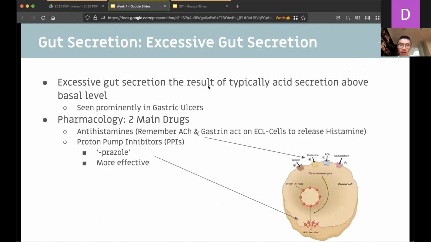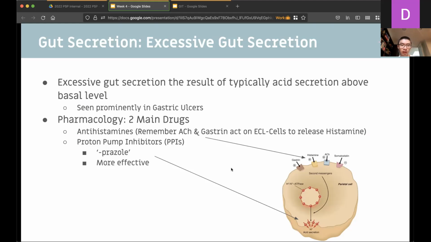So what happens when you have problems with gut secretion? How do you define a problem? That's when acid secretion is above that basal level too much. And it's seen prominently in gastric ulcers. So the way you treat it is with two main drugs. So you use antihistamines, because remember how acetylcholine and gastrin release histamine.